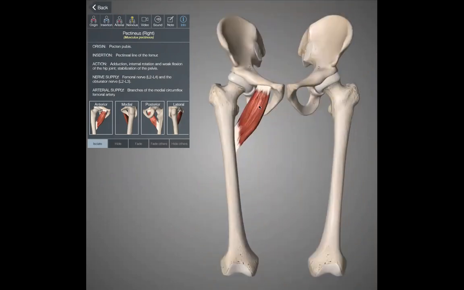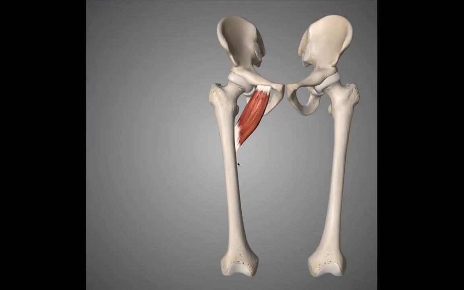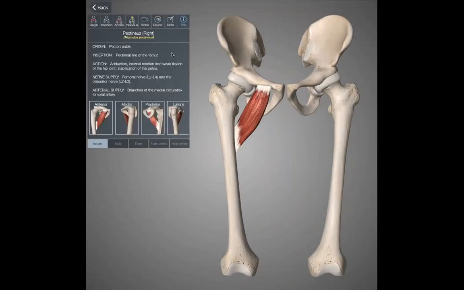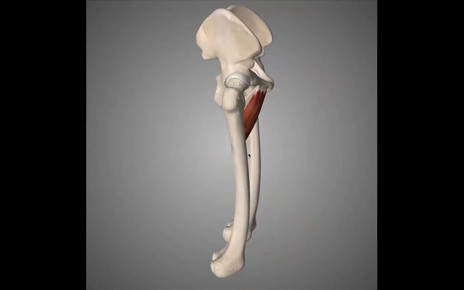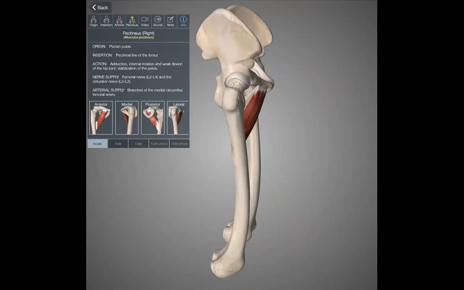So of course, when it contracts, it will cause adduction, when people try to get their legs together, and flexion of the hip joint. You can see why: if it contracts, it will pull this bone, causing flexion at this joint. And the innervation of this muscle is the femoral nerve.